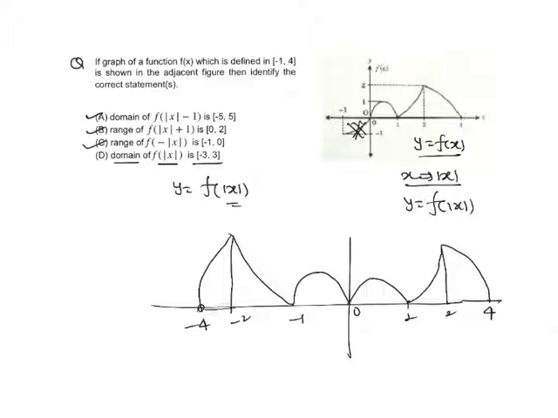So if I see this graph of y equals f(|x|), from the graph we can see the domain is -4 to 4. So the answer is -4 to 4, but the option is saying -3 to 3. So this option is wrong. So the correct options are A, B, C.